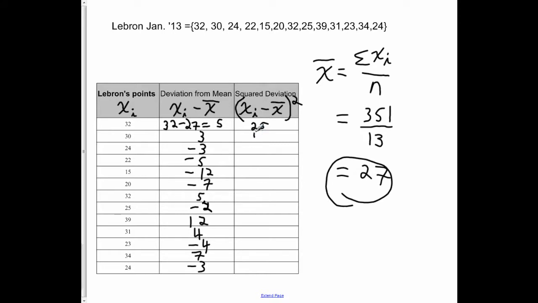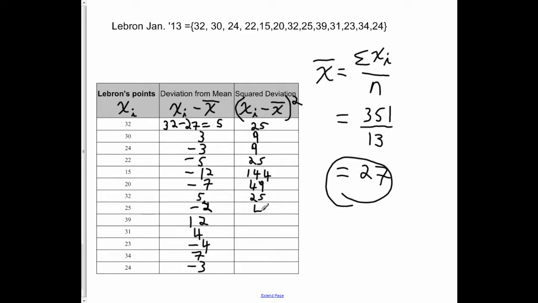If I square 3, I get 9. The next deviation is negative 3. If I square that, I also get 9. Squaring the negative 5, I get 25. Squaring the 12, I get 144. Squaring 7, I get 49. And squaring 5, I get 25 again.